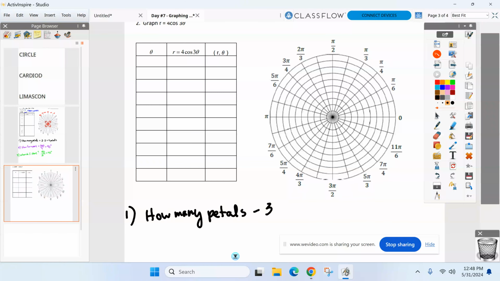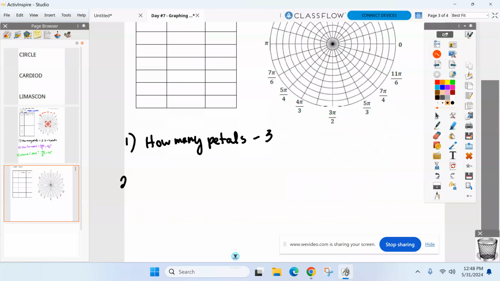All right, we still figure out how far apart they are the same way no matter what we're talking about, which is 360 divided by the number of pedals. So how far apart are these going to be? 120 degrees? And then the last thing, where do I start?